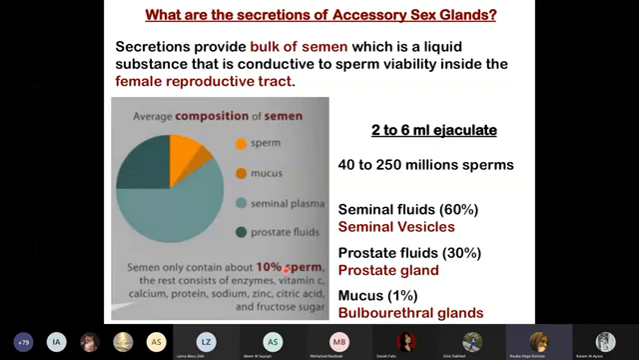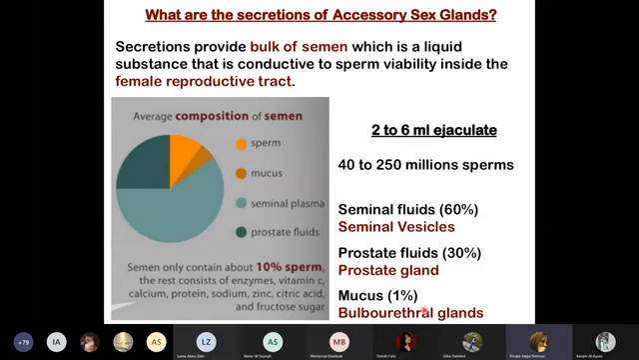Now, the 2 to 6 ml ejaculate from the penis contains approximately 40 to 250 million sperm cells. 60% of this semen is seminal fluid secreted by the seminal vesicles. 30% of the semen is prostate fluid from the prostate gland, and 1% is the mucus secreted by the bulbourethral gland. Then 9 to 10% will be the sperm cells, in addition to so many molecules.